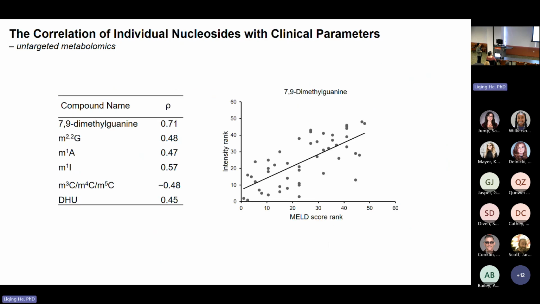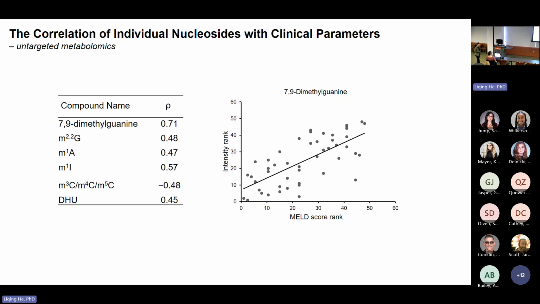Spearman's correlation coefficient analysis shows that 7,9-dimethylguanine is closely related to the severity of the disease. The correlation between 7,9-dimethylguanine and the MELD score is up to 0.7, followed by 1-methyl-inosine at 0.57. And you can also see from this plot that when the MELD score goes up, the intensity of 7,9-dimethylguanine also goes up.